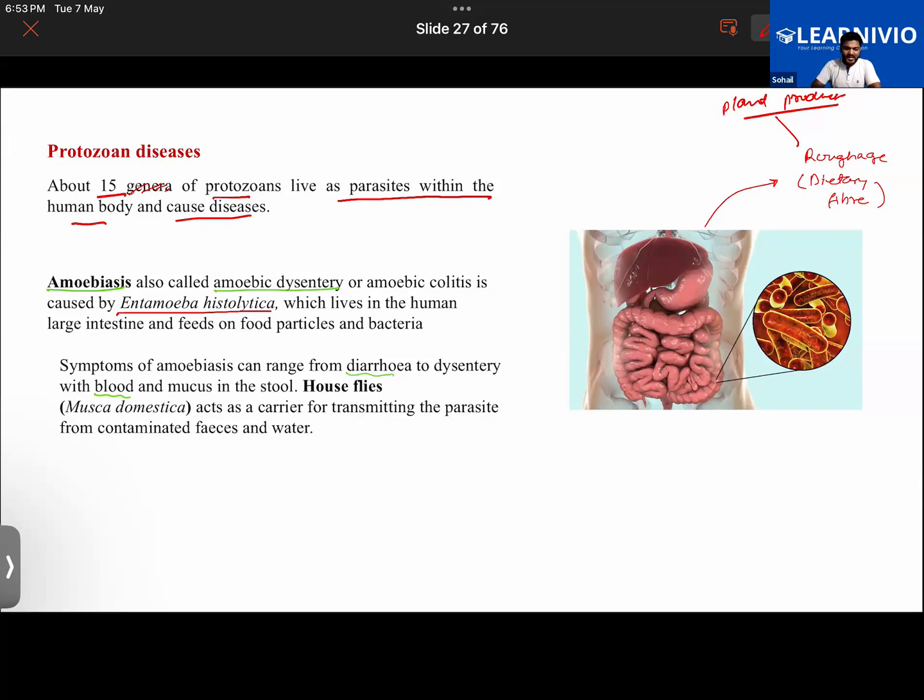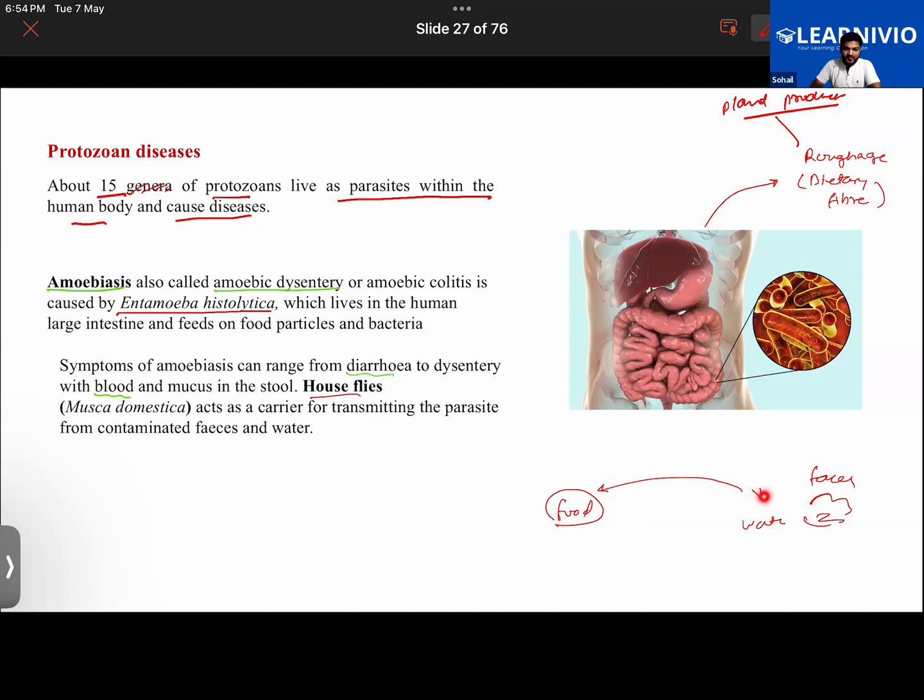The basic thing is that the name is not very important, but the main thing to understand is that it acts as a carrier for transmitting the parasite from contaminated feces and water. Suppose some animal poo or animal urine is there, or contaminated water. Insects, most commonly house flies, are known to sit on the poo of animals or dirty things. So the house fly sits on the food, and thereby the person consuming the food will get infected.